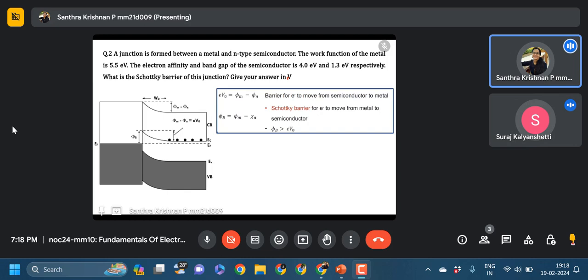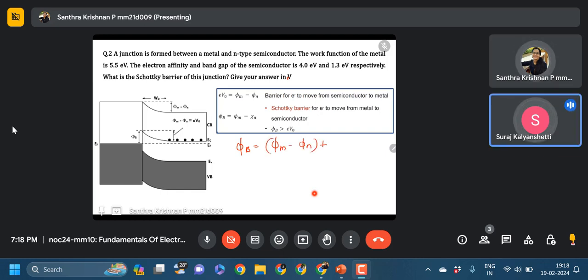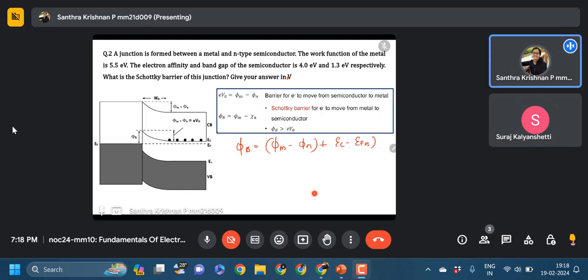Thank you, I learned something. One more thing you can do is, this phi B we write as phi m minus psi n, otherwise we can use phi m minus phi n plus Ec minus EFn, which altogether gives us the psi n part. In questions where the electron affinity is not given and all the rest are there, you can try that.